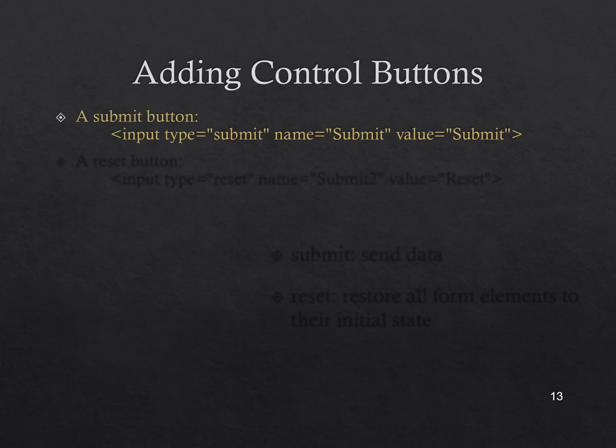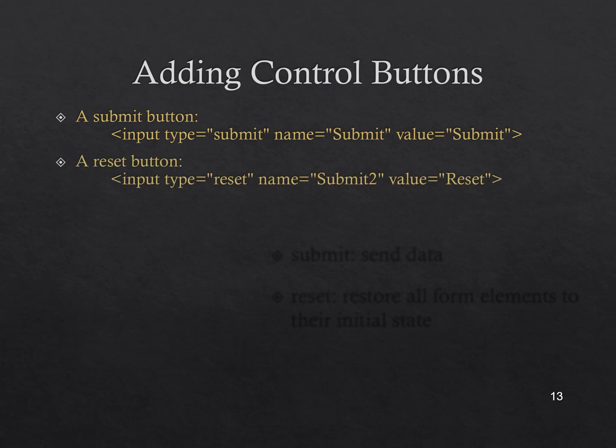Adding control buttons. The first one is the submit button. The input type is submit. It defines the submit button, which submits all the form values to the form handler. The form handler is typically a server page with a script for processing the input data. Submission is an indication that something is ready for being processed.